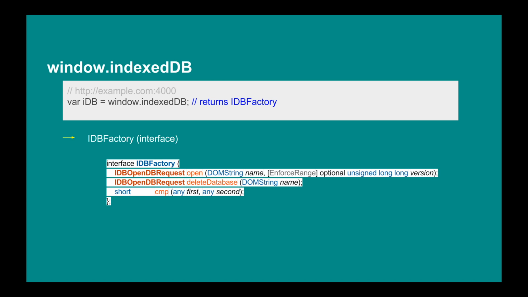The next one is deleteDatabase. It's very simple. You just give the name of the database. If that exists in the browser, it's going to delete it. And compare is used for comparing the keys, which we will see later. Now, window.indexedDB would give you IDBFactory, right? That has a few methods. What is our next goal? We just need to create a DB in the browser.